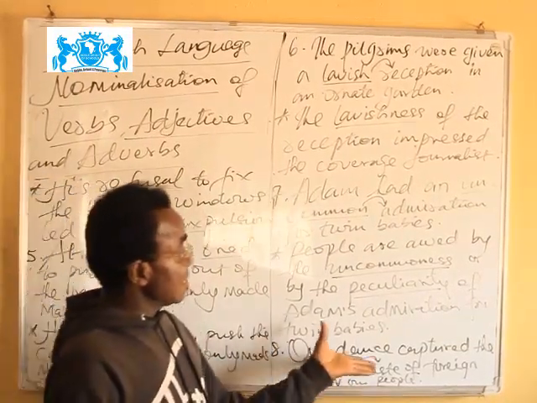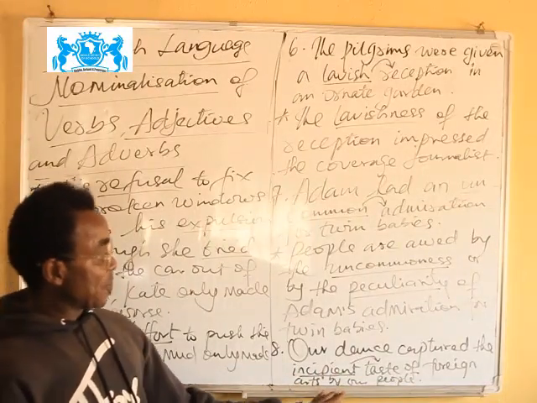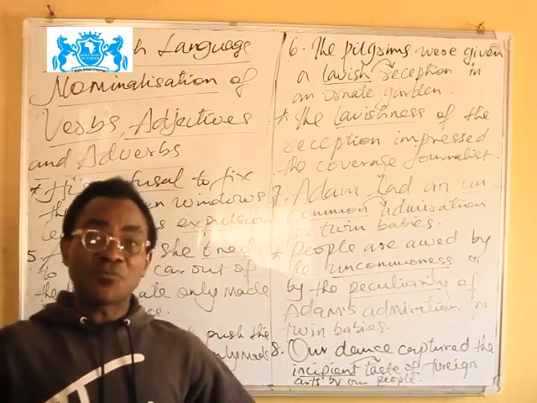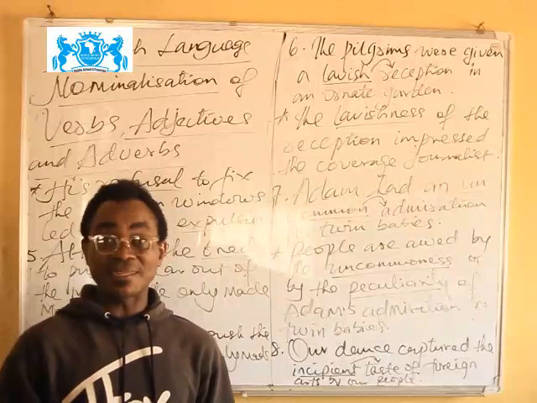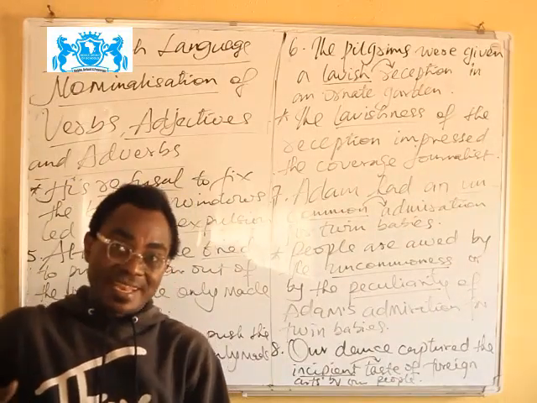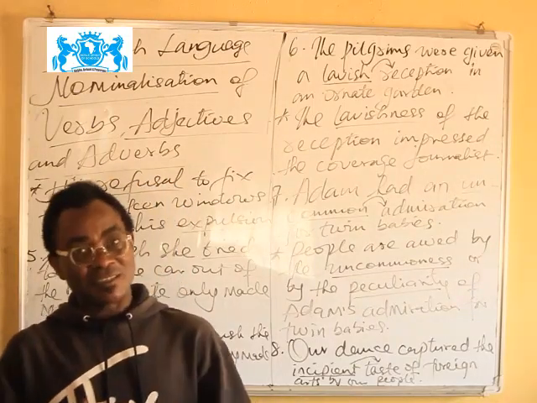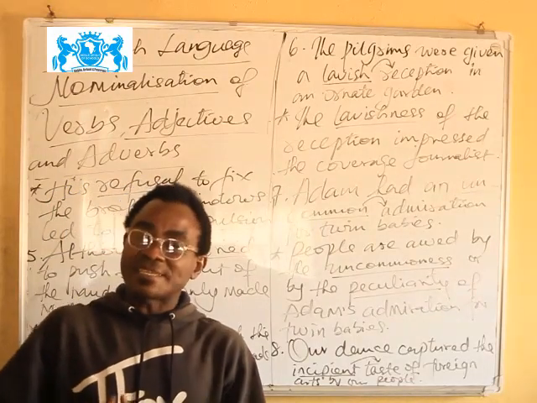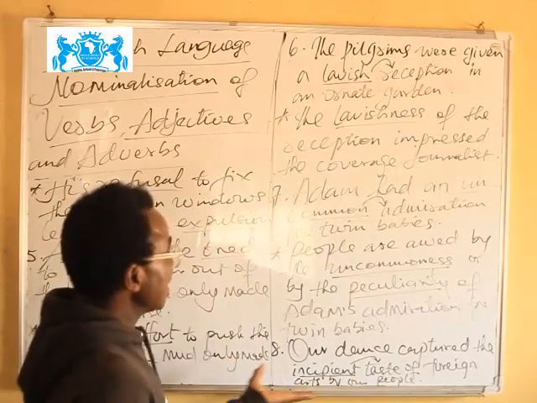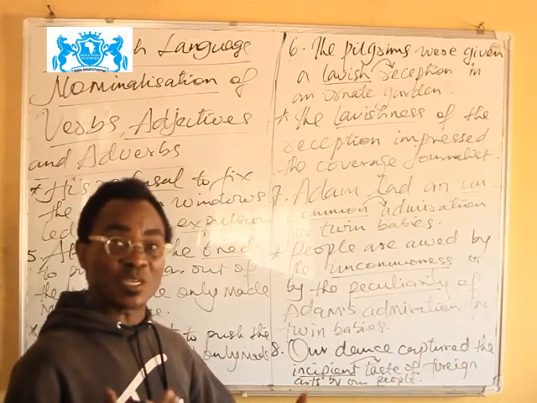This means, it says, our dance captured the incipient text of foreign arts by our people. When anything is incipient, when it is fledgling, it is inaugural, it is in its inception, it's just beginning to happen. It is not old, it is just starting, so we say it is incipient, it is fledgling, it is inaugural. Are we making sense here? Good. So we talk about incipient tests that is just beginning to rise, that had not always been there.